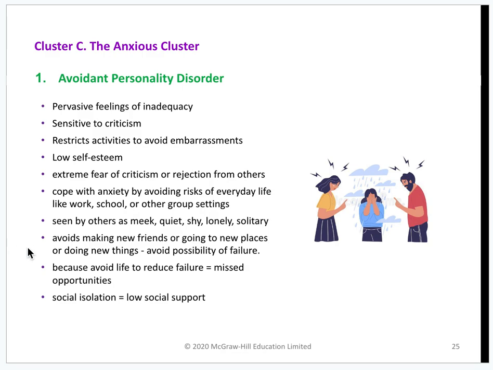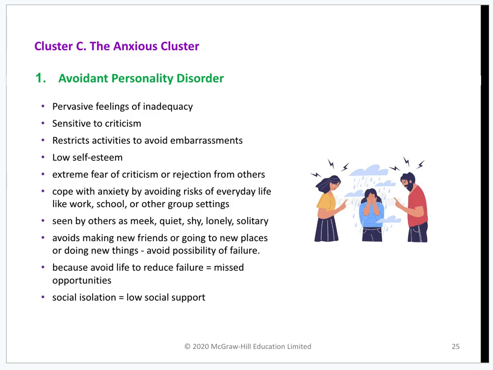They're seen by others as meek, shy, quiet, lonely, solitary. They avoid making new friends because the new friends might see what a loser they are or how they're making mistakes, or this new person may criticize them. Anything to avoid failure.